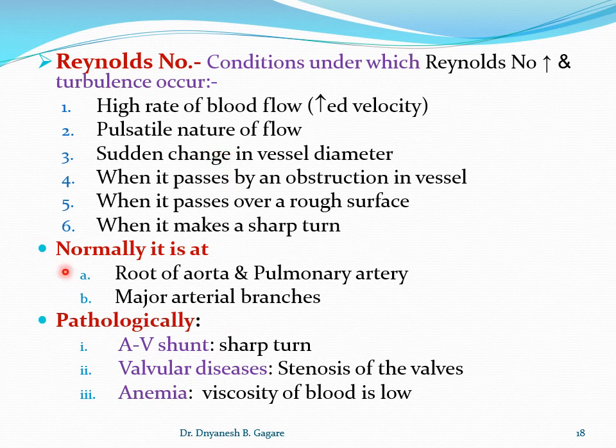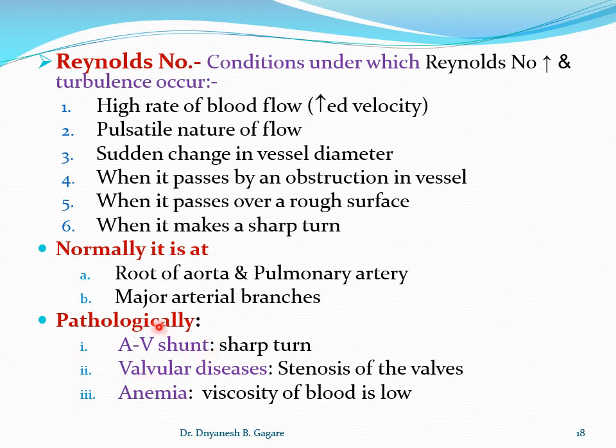Now coming to the next point: normally, there are some points in the body where the blood flow is turbulent. Physiologically it is turbulent. And what are these sites? The blood flow is turbulent at the root of the aorta and pulmonary artery, where it slightly creates noise. It also creates noise at the major arterial branches. Normally blood is turbulent at these sites.